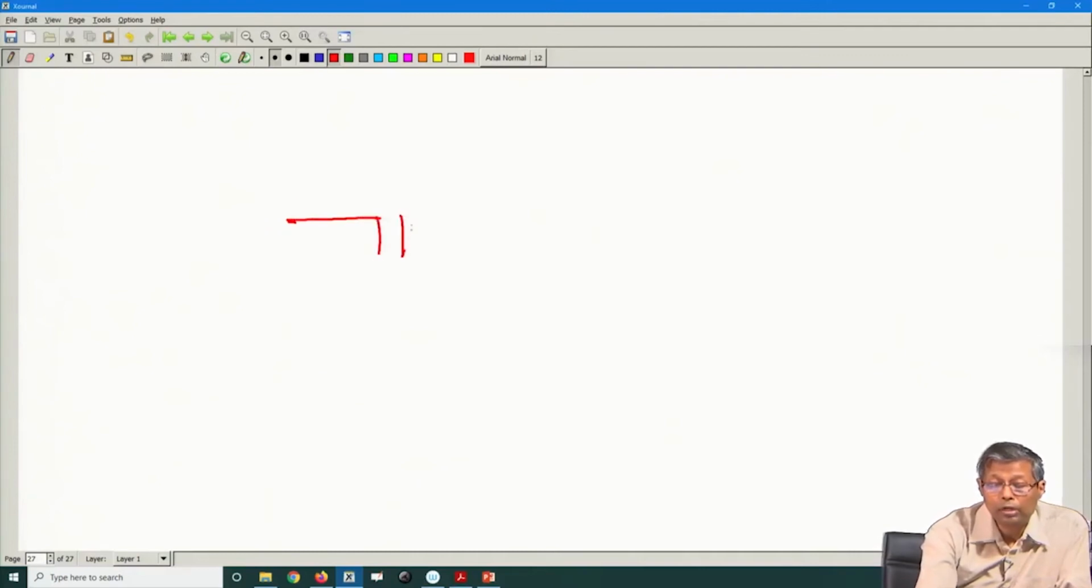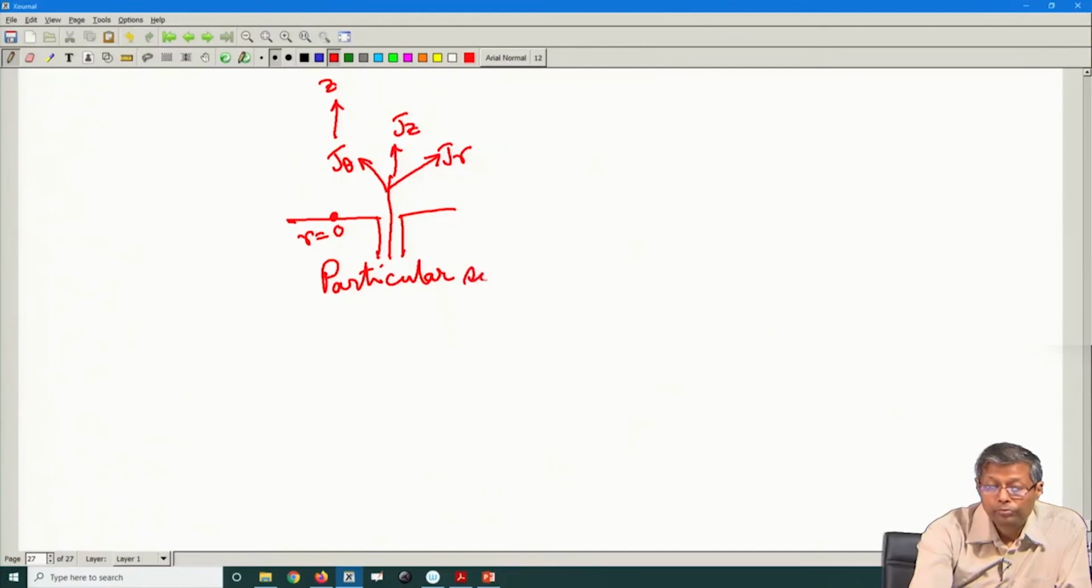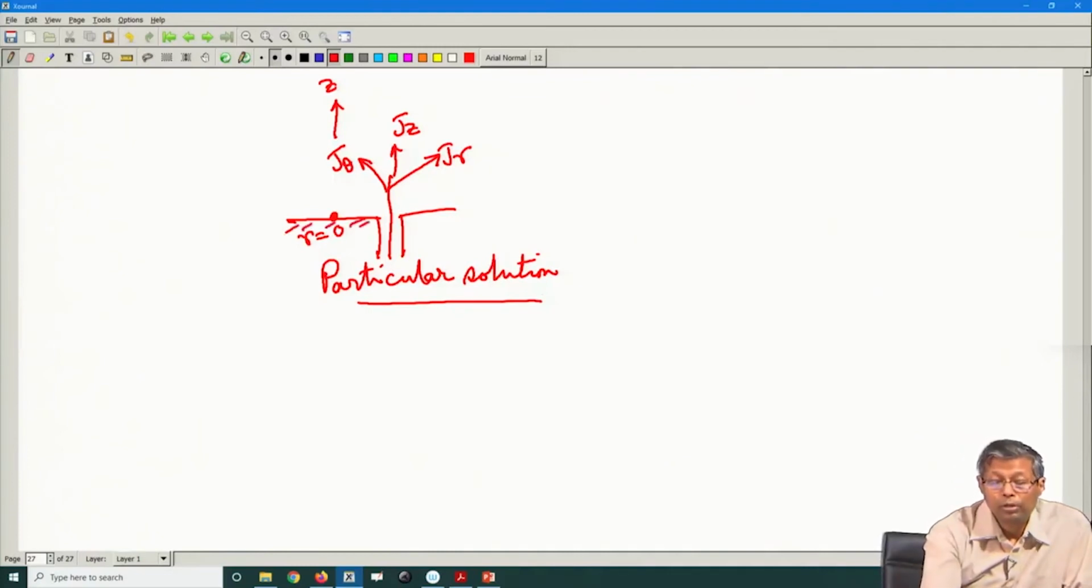The source is radiating like this. So, this is R equal to 0 and this is the source radiating. The source current will be broken up into two components. If this is the z direction, so if this is the current in the z direction, this is broken up into the theta direction and the r direction. So, this is the particular solution. This is your ground plane.